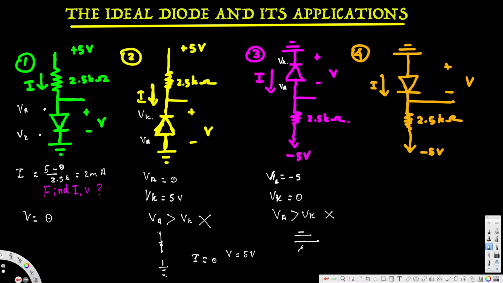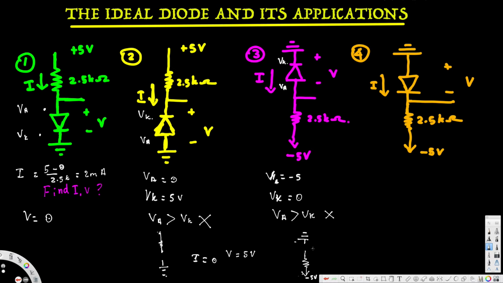We are going to have a circuit that's going to be open and connected with 5 volts in the bottom, right? Let's redraw this one. Here we are going to have ground on top and that's open. And here we have 2.5k connected with negative 5 volts.